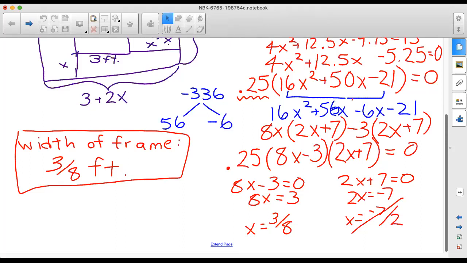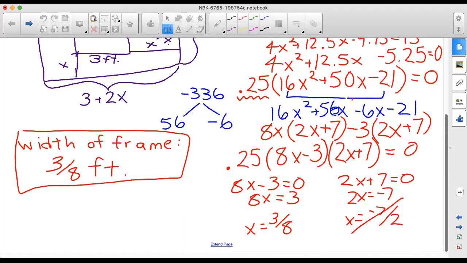Questions on this one? So when I see decimals, I like to get rid of them, or fractions. Take something out to get rid of those decimals or fractions. Questions? All right.